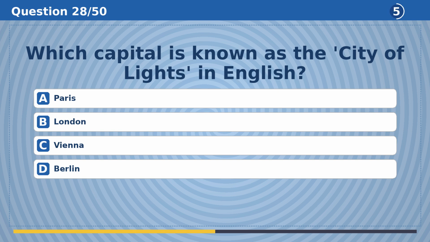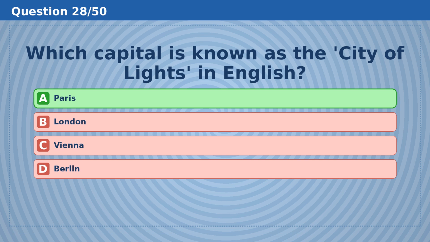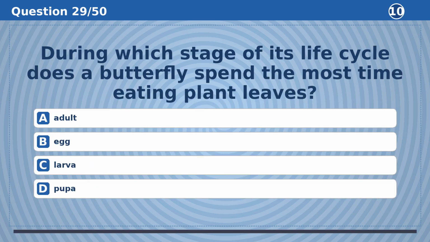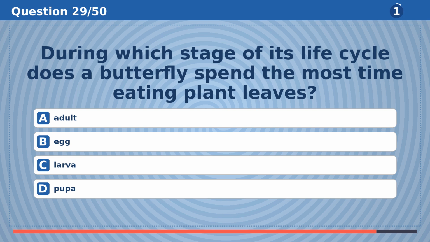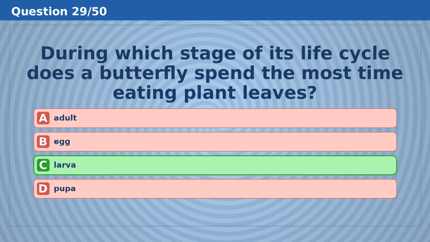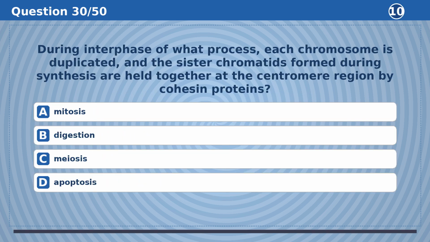Which capital is known as the City of Lights in English? The answer is A. Paris. During which stage of its life cycle does a butterfly spend the most time eating plant leaves? The answer is C. Larva.